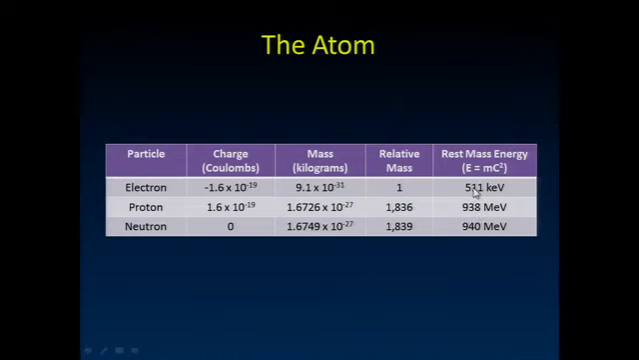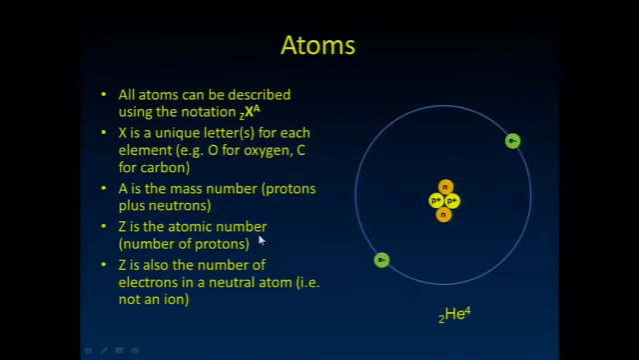We already talked about the fact for an electron that's 511,000 electron volts. And notice here, this is in the mega electron volt range as opposed to the kilo electron volt range. Neutron, very similar mass to that proton, almost identical. But remember, it has no charge.